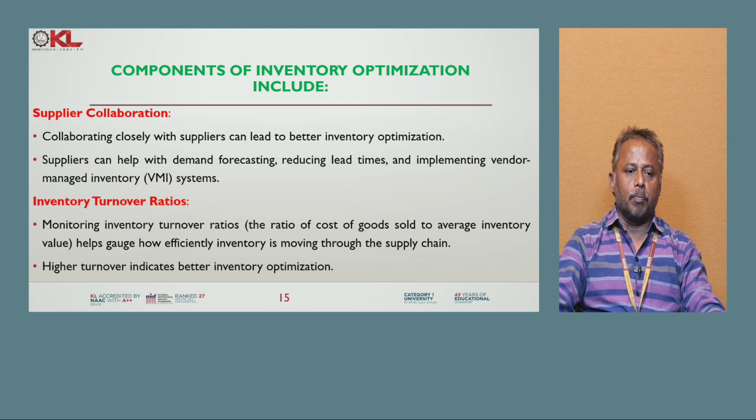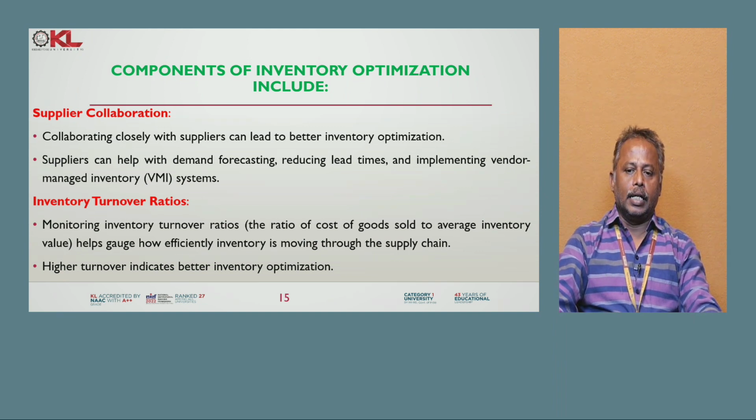Next, supplier collaboration. So, collaborating very closely with the suppliers can lead to better inventory optimization. So, the supplier can help with demand forecasting, reduce the lead time and implement vendor managed inventory systems.